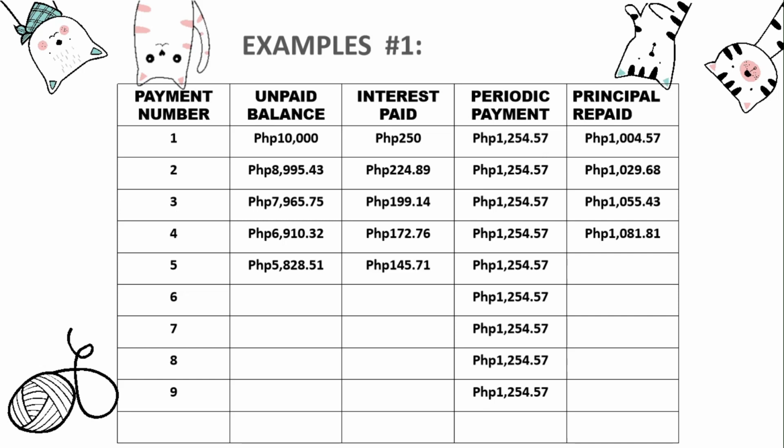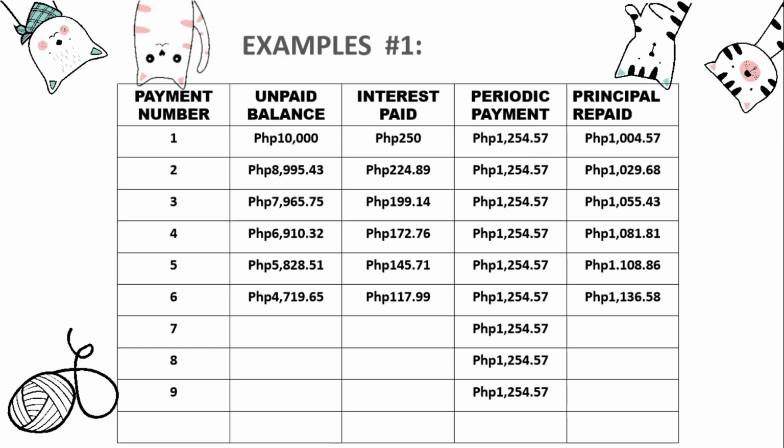We will get 145.71 pesos. And again, let's subtract it from our periodic payment, and we will get 1,108.86. Let's subtract it from 5,828.51. We will get our new unpaid balance, which is 4,719.65. Let's multiply it by 0.025, and we will get our new interest paid, which is 117.99 pesos. Let's subtract it from our periodic payment. We will get our new principal repaid, that is 1,136.58.